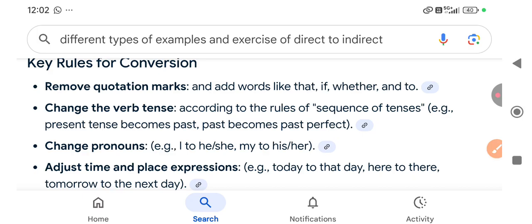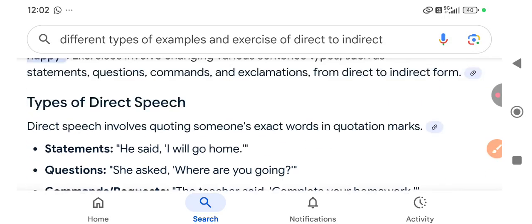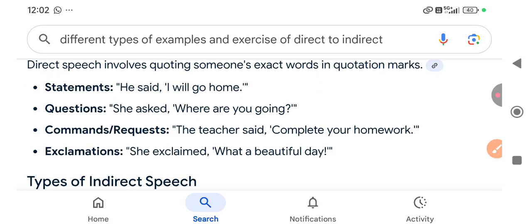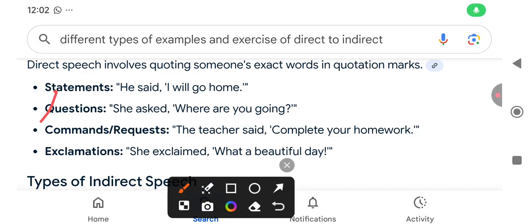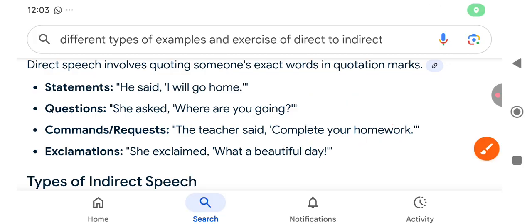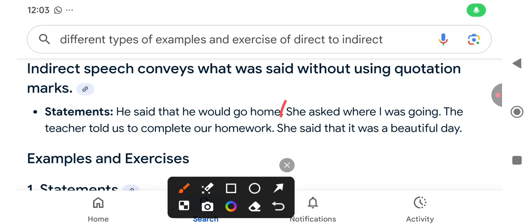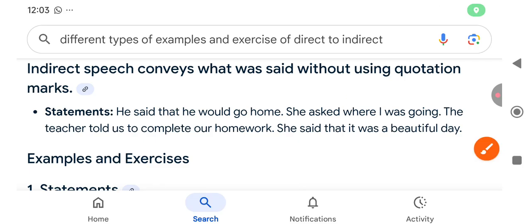Suppose you must have noticed here in the beginning, where are you going, right? So for a question, if the question starts with a helping verb, then we use the conjunction if. But if the question starts with wh words, then there is no conjunction. Let us see here, she asked where, no conjunction is used. She asked where I was going, something like this.